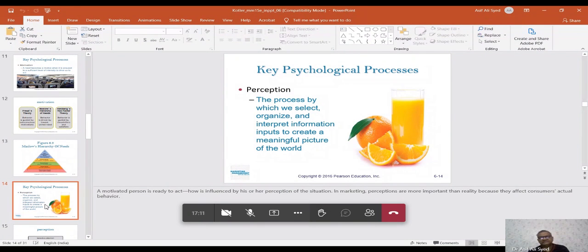In marketing, perceptions are more important than reality because they affect the consumer's actual behavior. So we have to create the right set of perceptions in order to motivate a person. Motivation and perception are both the key psychological processes, because when a person is motivated and has the right level of perception, he would try to exercise the aspect of making a choice decision.